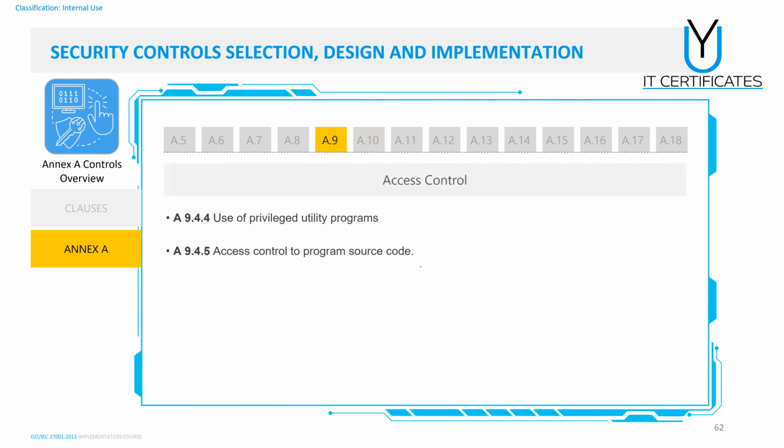Use of privileged utility programs. These are some programs which can be used for access control, and access control for program source code. This is again an important point. If you are a developer and you have source code, you have to provide access control for the source code. This is very important.